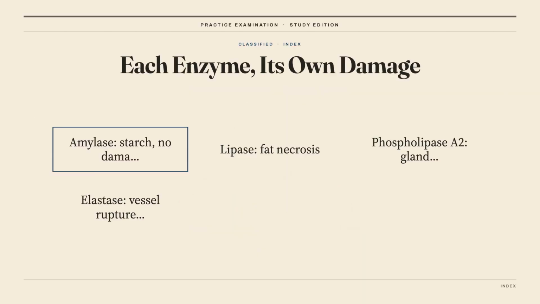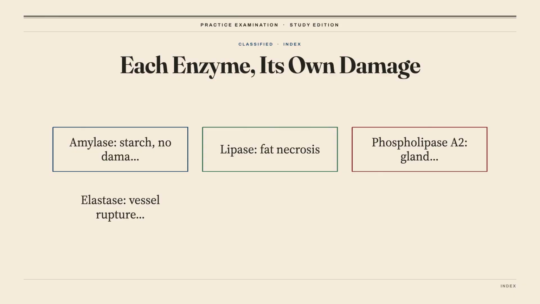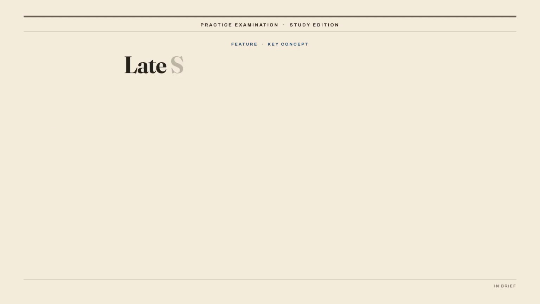The other enzymes deserve their own consequences rather than being lumped together. Amylase splits starch and destroys nothing. Lipase splits fat and causes fat necrosis. Phospholipase A2 attacks cell membranes and causes gland necrosis. And elastase alone targets vessels, which is why elastase is the one that bleeds.